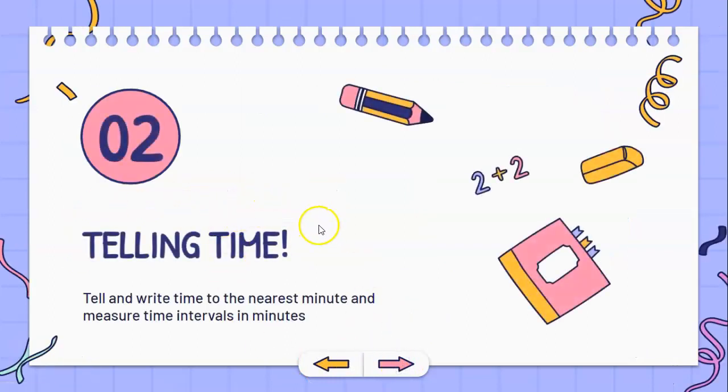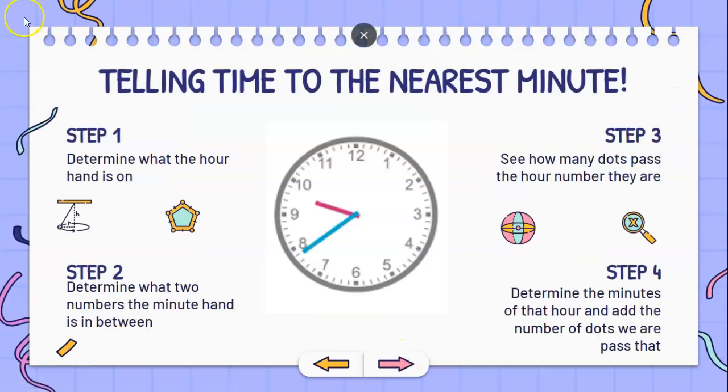So we are now going to talk about telling time to the nearest minute. We are first going to determine what the hour hand is on. For this hour hand, it's between 9 and 10, which means it's 9 o'clock. We are then going to determine what two numbers the minute hand is between. Here, the minute hand is between 7 and 8. And then you want to determine how many dashes have passed between those. So you have 1, 2, 3, 4, which means it's 4 minutes after the 7.